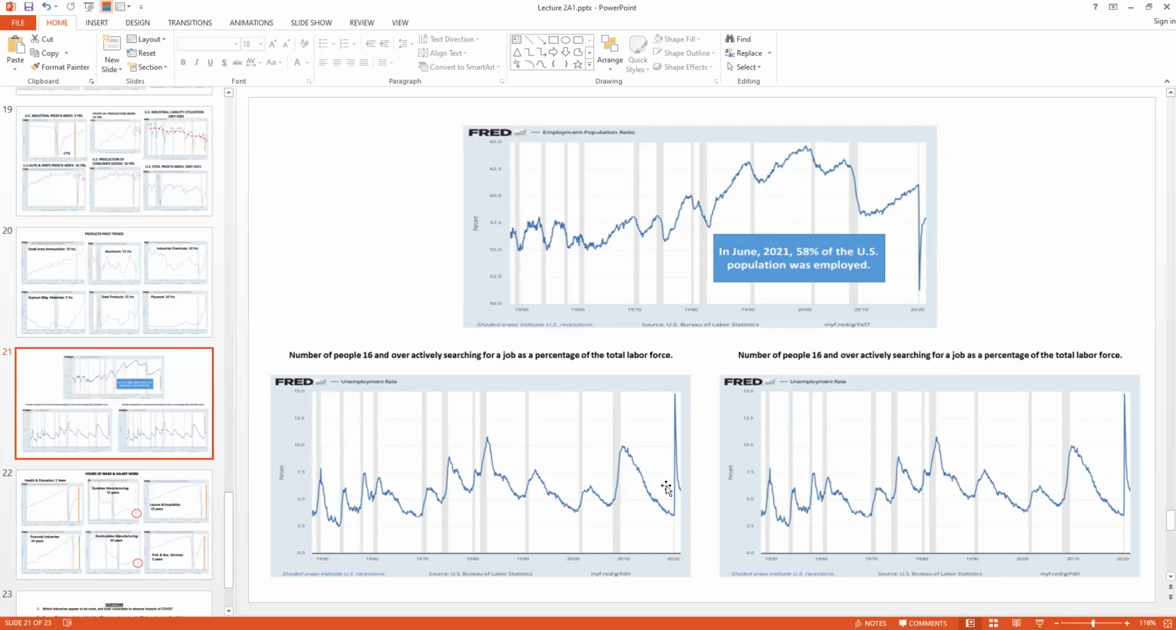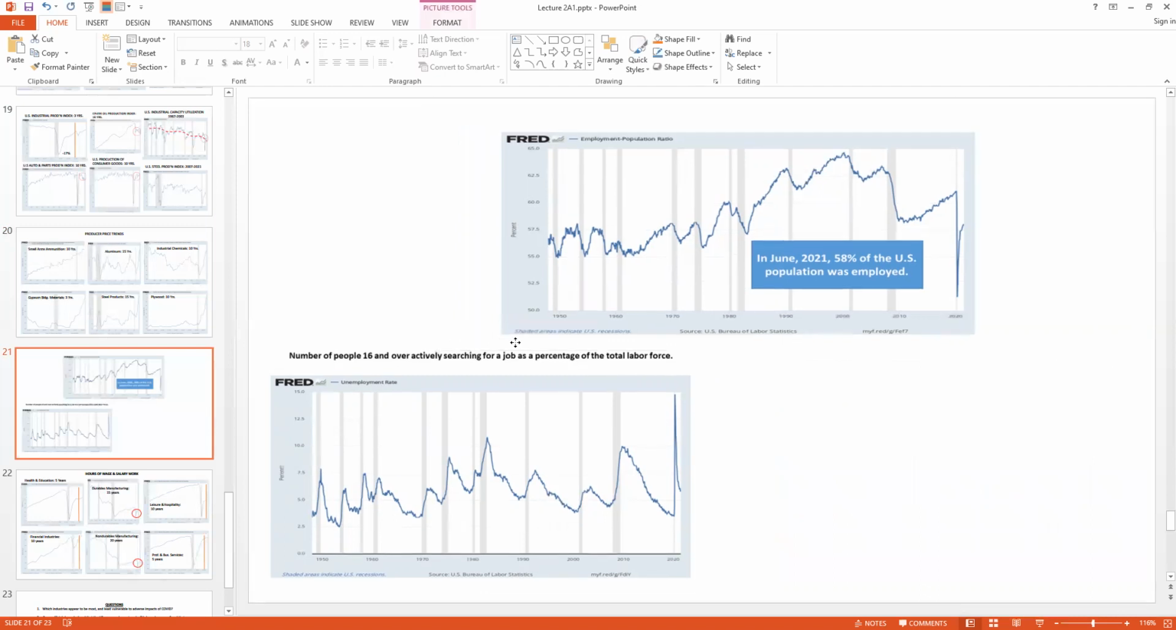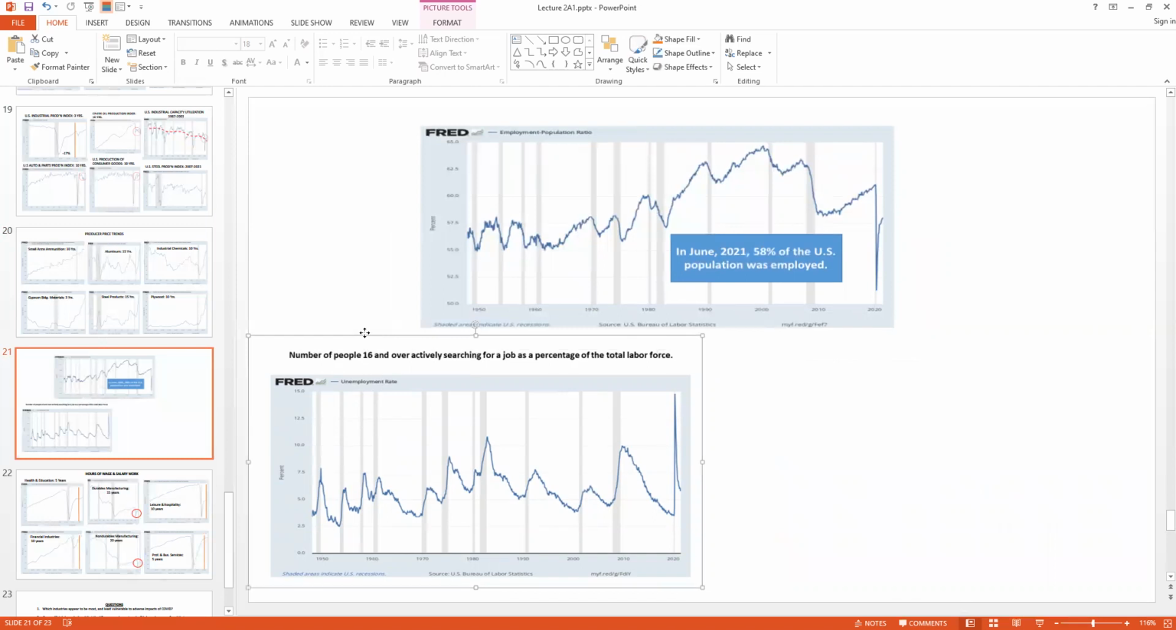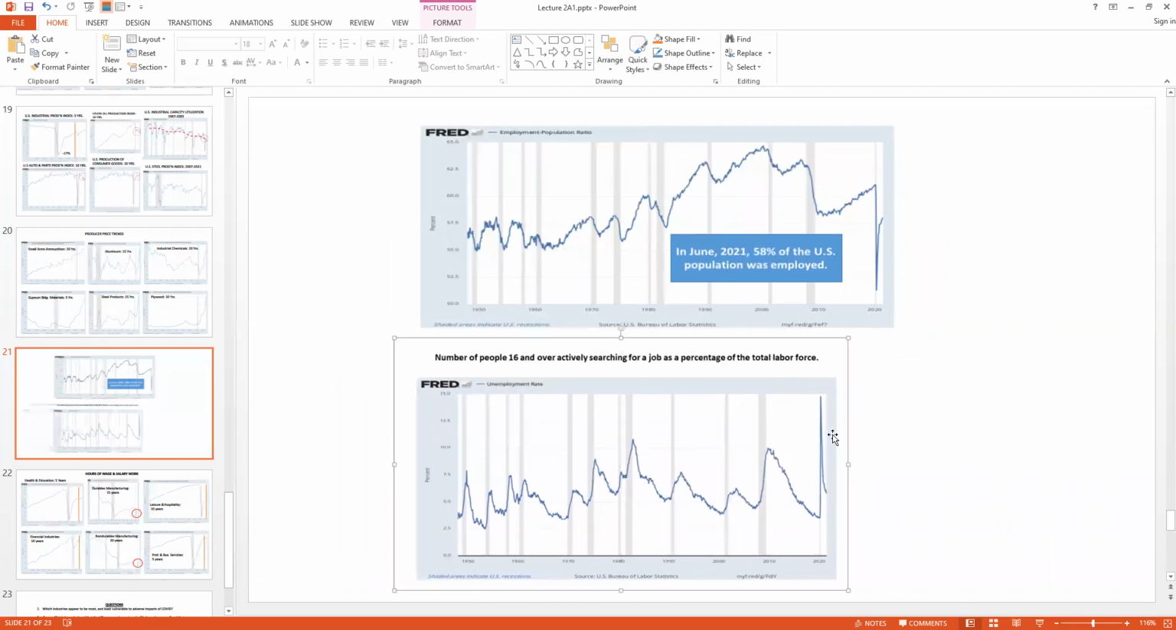Oh, I'm sorry, these charts are identical, aren't they? Shame on me. I've got two charts that show us the same thing. Well, all right, I'll fix that. Whoops. There.